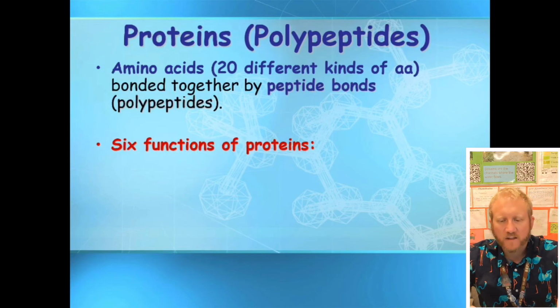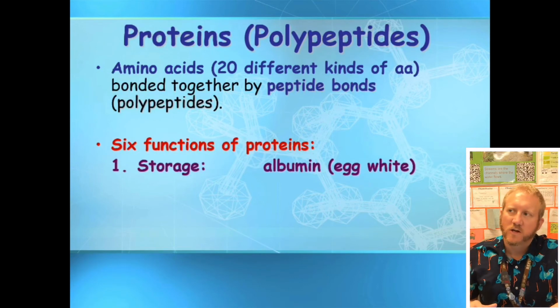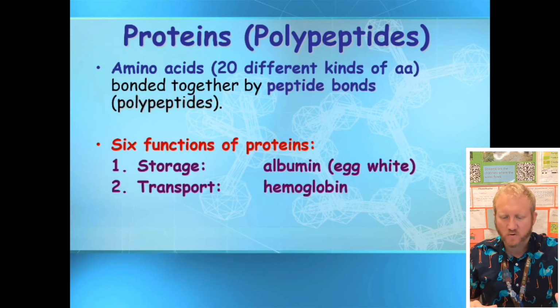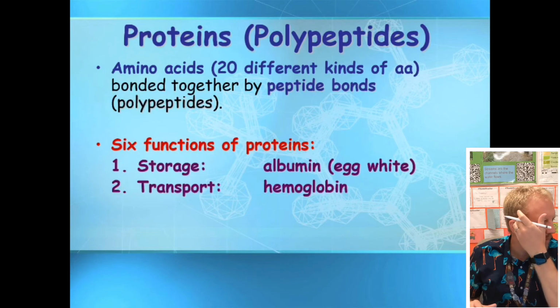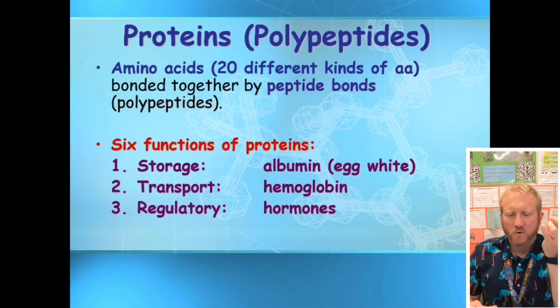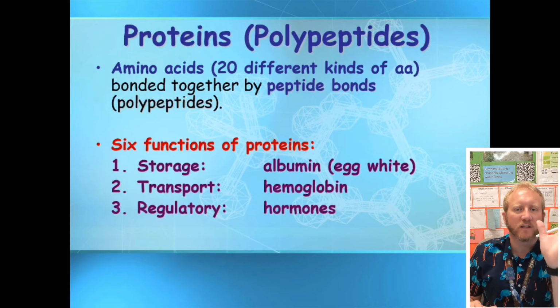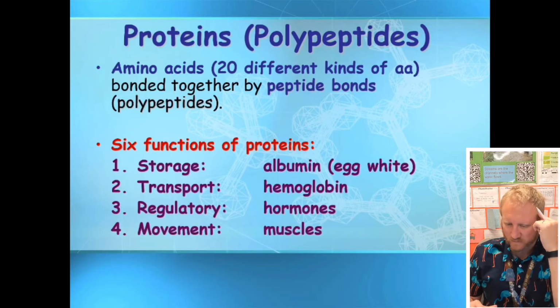Okay. The functions of proteins, there's 6 main ones. Storage, so albumin, like in egg whites, is energy storage. Transport, hemoglobin is a very important protein that we'll talk about in January. Regulatory, there are also certain classes of hormones that are proteins, even as small as individual amino acids. And we'll talk about that when we do the endocrine system.